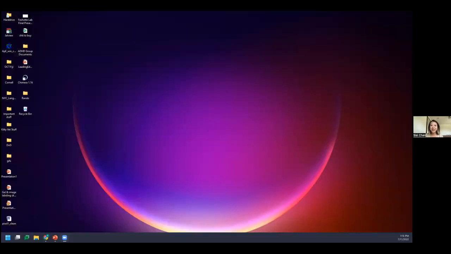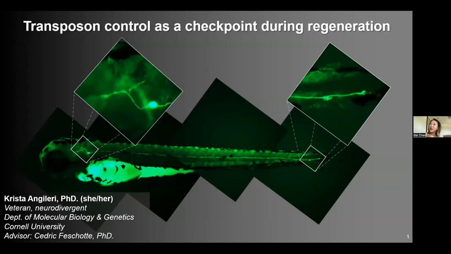Okay, I'm going to start introducing our next speaker as she sets up. So our next speaker is Krista Angileri, who is a postdoc at Cornell University at the intersection of tissue regeneration and transposon biology. She earned a PhD from UT Austin, where she focused on how DNA methylation contributes to retinal stem cell maintenance in zebrafish. And more recently in her postdoc, she has been working on this fascinating new research angle involving the impact of transposon activity in tissue repair and regeneration. And with that, I'll hand the mic over to Krista.